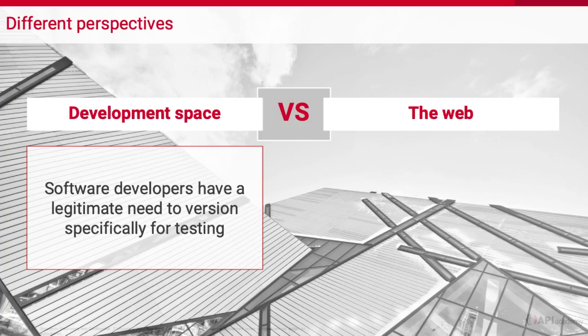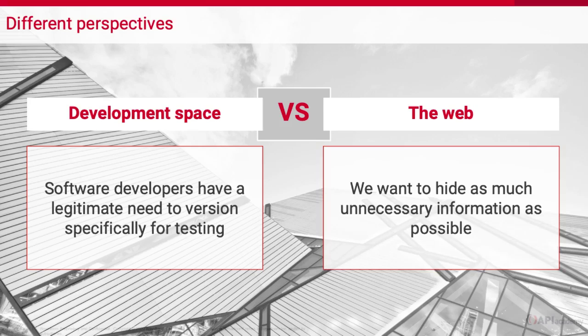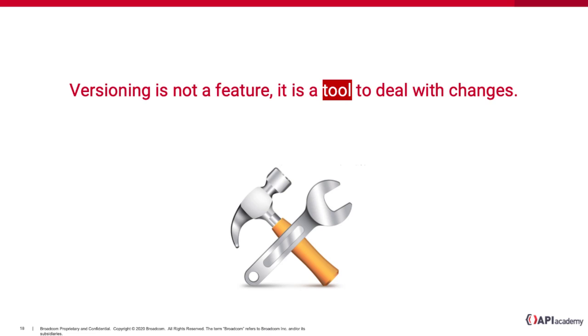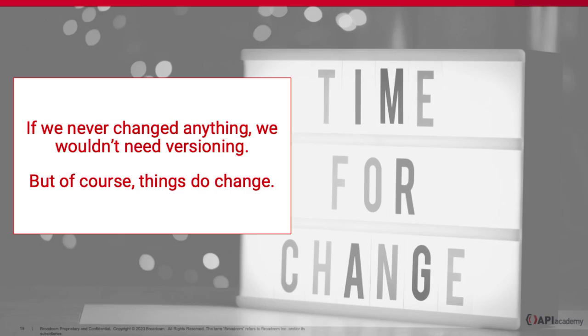In software engineering, there is a legitimate need to version specifically so you know which version you are running when testing, so you can roll back your changes and so on. However, from the user perspective, when we deal with interfaces, we want to hide as much unnecessary information as possible. The web is not the same as your development space, and that's okay. Versioning is not a feature, it is a tool to deal with changes. If we never changed anything, we wouldn't need versioning, but of course, things change.